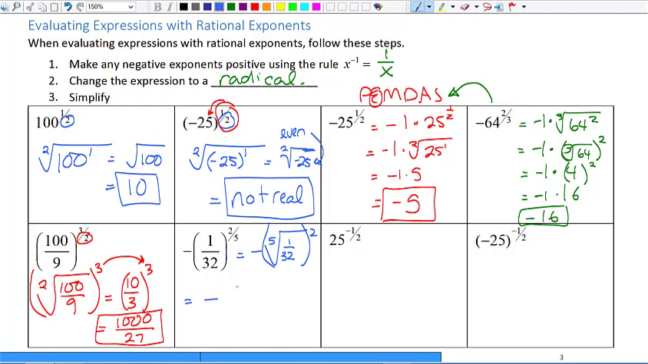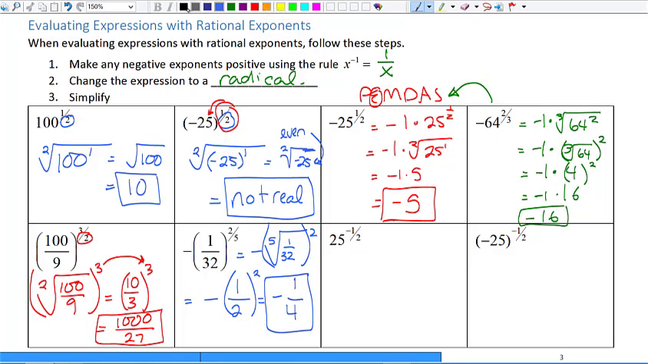So the 5th root of 1 is 1. The 5th root of 32 is 2. If you go back and look at your page, that's one you're going to memorize. Then the negative, again, just continues to come along because it's on the outside. It's not being applied to the rational exponent. So we have 1 squared, which is 1, over 2 squared, which is 4. So my final answer is -1/4.